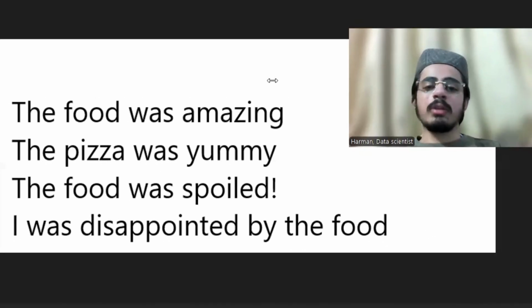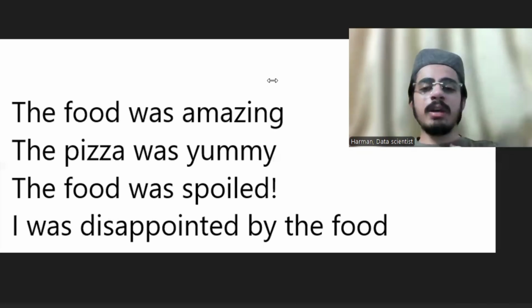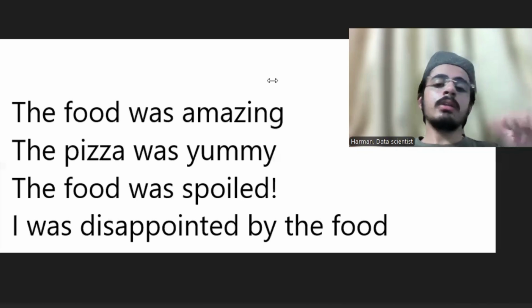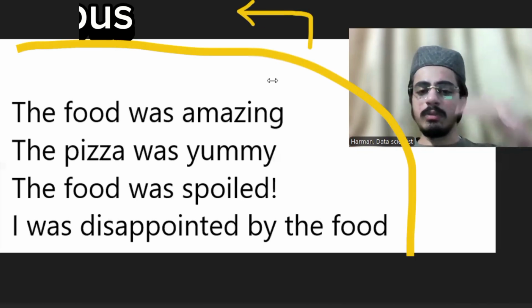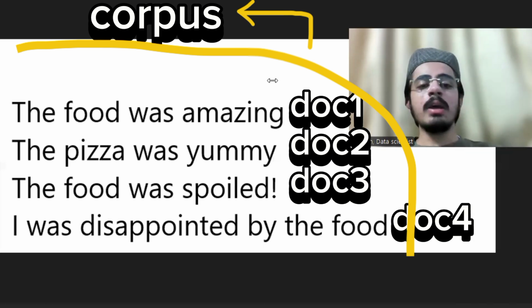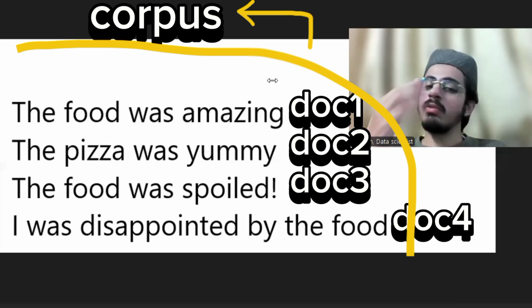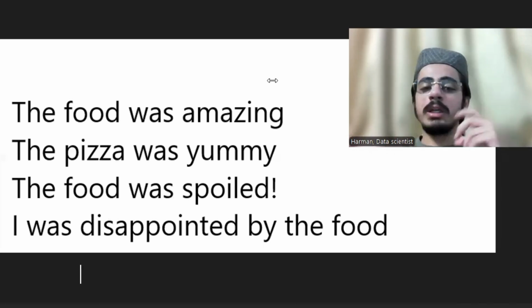For this, we are going to discuss these four statements, in which we have a case of restaurant reviews. There we have a corpus of four documents. A corpus is a set of documents, and here four sentences represent four documents. We have one corpus and four documents. So let us find the term frequency, inverse document frequency, and tf-idf of the word "the".